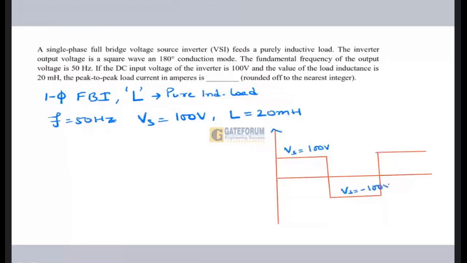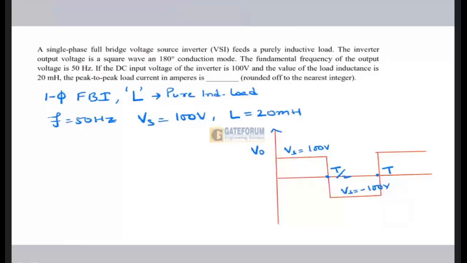Okay, and this is the waveform for output voltage. Output voltage will be Vs for T by 2, and this is the total time period T. So the output voltage will remain a square wave only. It is independent of load. But my output current or the load current will be changing with respect to load. That is for different load.